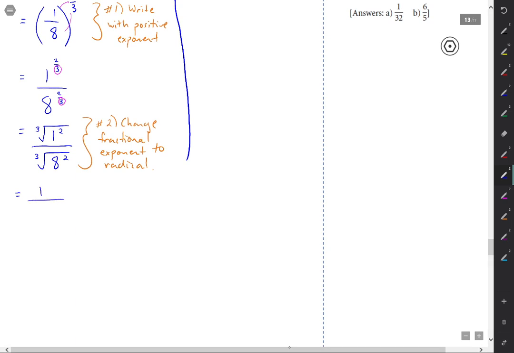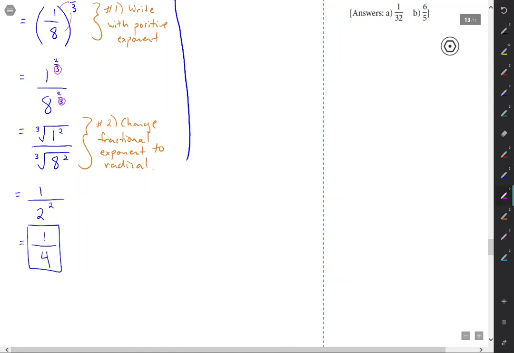But now let's look at that denominator. Well, I know what the third root of 8 is. I know that is 2. And then we're going to have 2 to the power of 2. And then if we keep going, our final answer would be 1 over 4. Because 2 to the power of 2 is equal to this 4 over here.